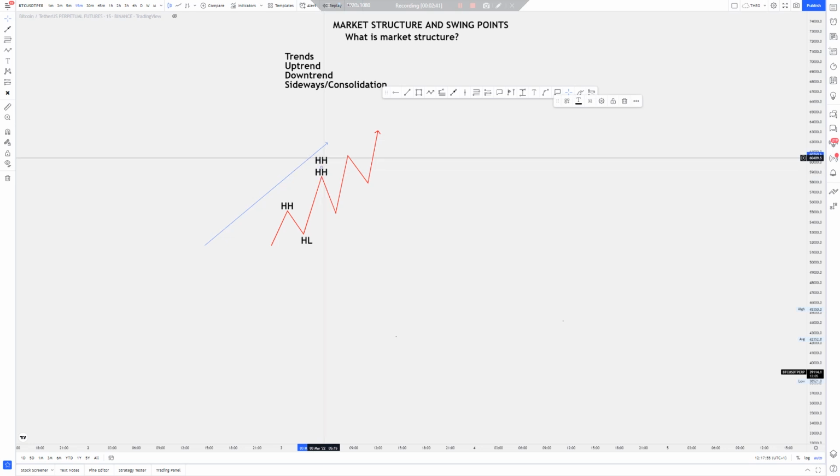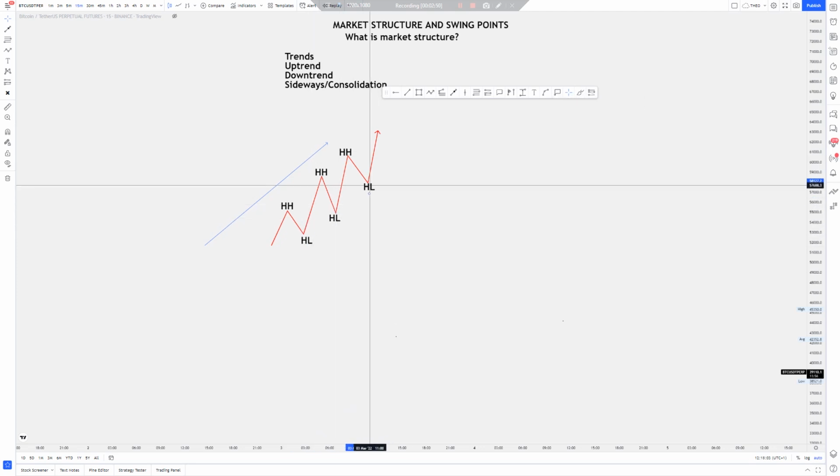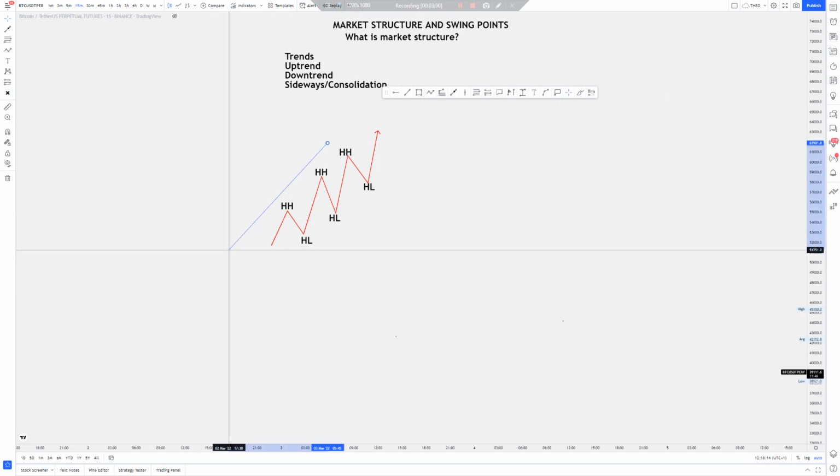Now, the next one we have is the downtrend, and a downtrend is just the opposite of what an uptrend is, okay? It basically means the price of a financial asset, of a financial instrument, is basically trading lower, okay? The price is going down. That's what it basically means. And it consists of lower lows and lower highs, okay?